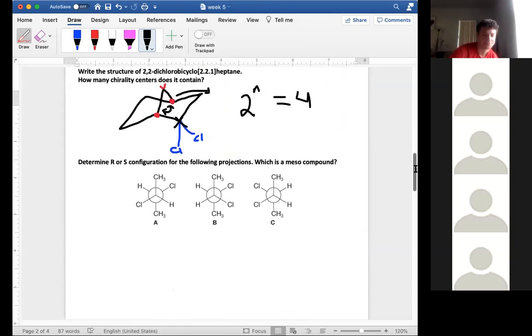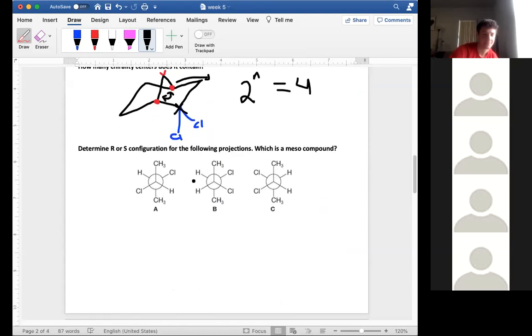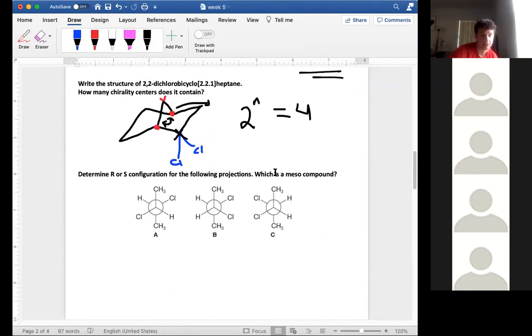So meso, gotta love them. Michael, can I ask a quick question? Yeah. Is that considered cis or trans? So we actually didn't designate if these chlorines are pointing in opposite directions, really.